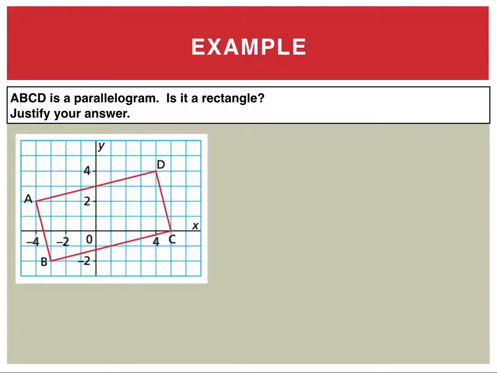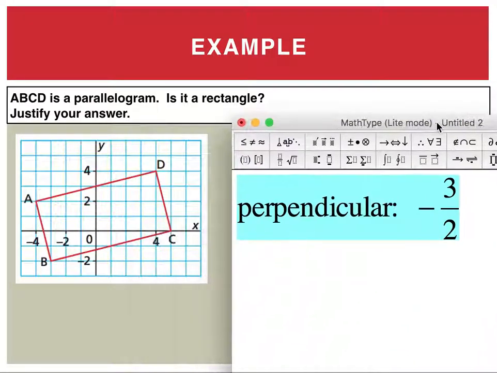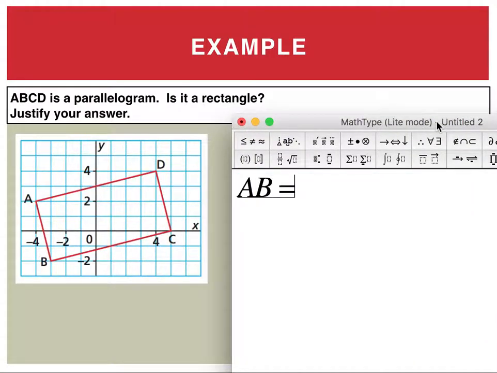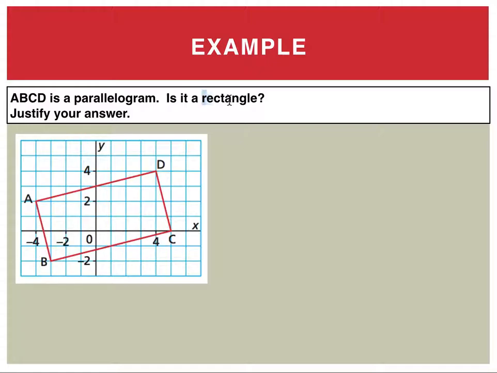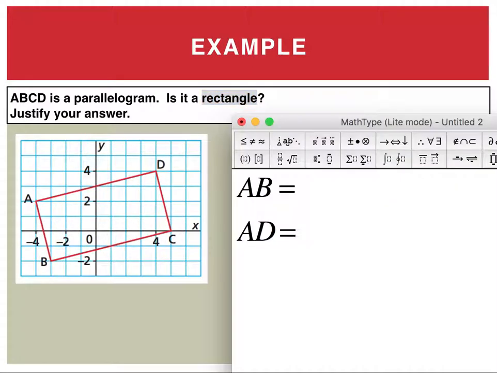So really what we need to do here is check the slopes of AB and AD. Or you could pick different ones. You could pick AD and DC, or AB and BC. It doesn't really matter, but you need to pick two of the lines that meet, because what we're checking is, are they perpendicular? For it to be a rectangle, rectangles have 90-degree angles. So we're checking, is this angle 90 degrees?